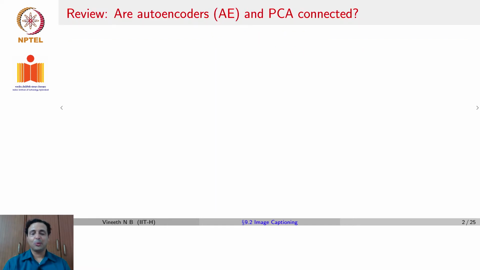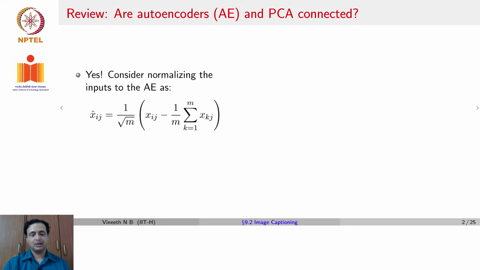We left behind one question from the previous lecture: are autoencoders, which we understood as a dimensionality reduction technique, similar to PCA, principal component analysis, in some manner? The answer is yes. Let's try to understand the connection.